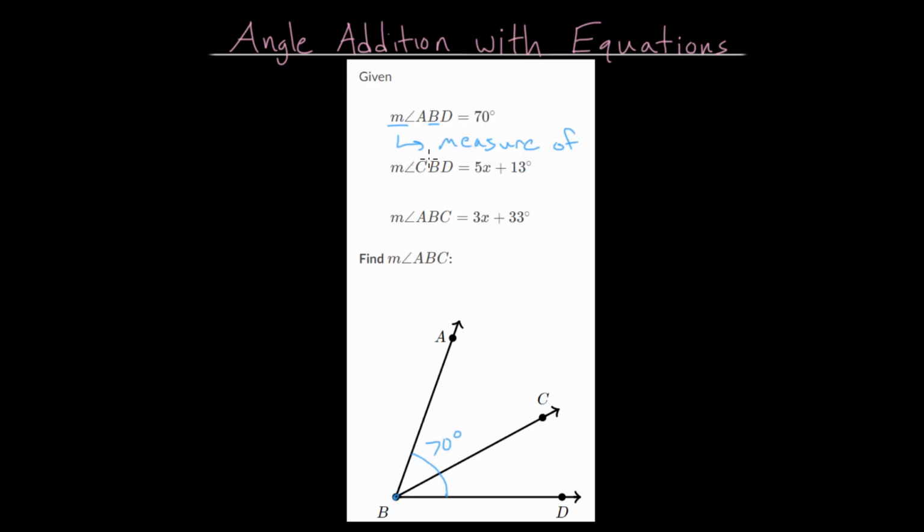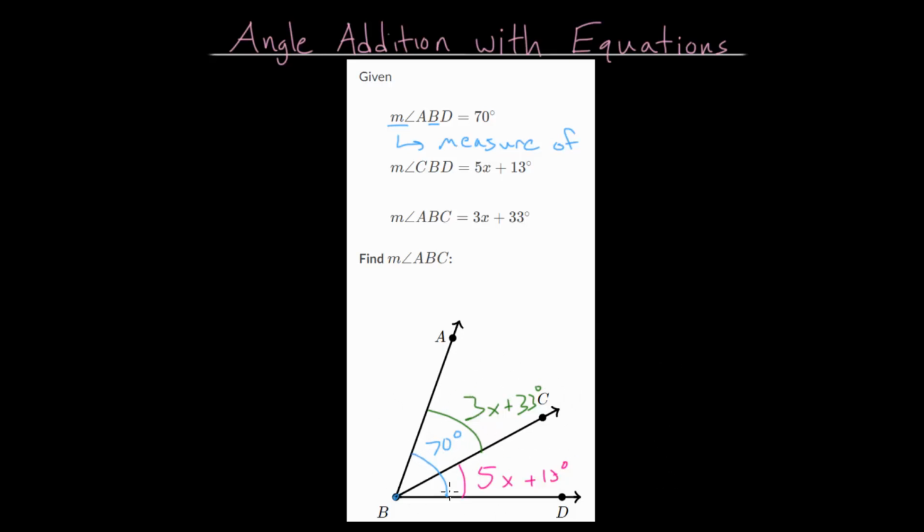Then we're told the measure of angle CBD, so CBD, that's this angle right here. This is 5x plus 13 degrees. And lastly, we're told the measure of angle ABC, that this is 3x plus 33. So ABC, that's this angle right here. This is 3x plus 33 degrees. Let me rewrite that.